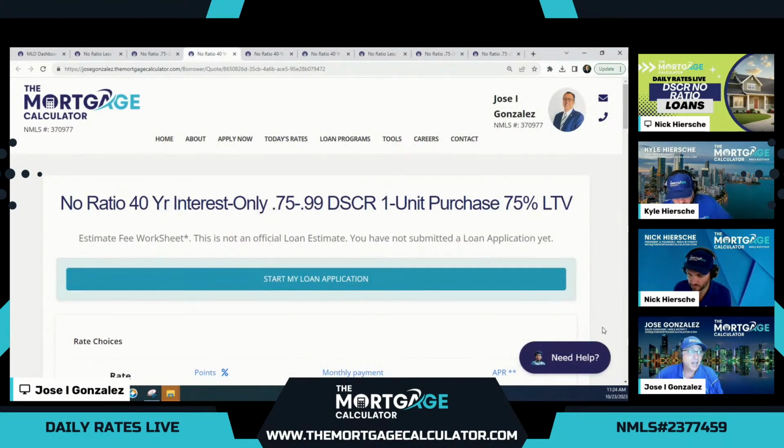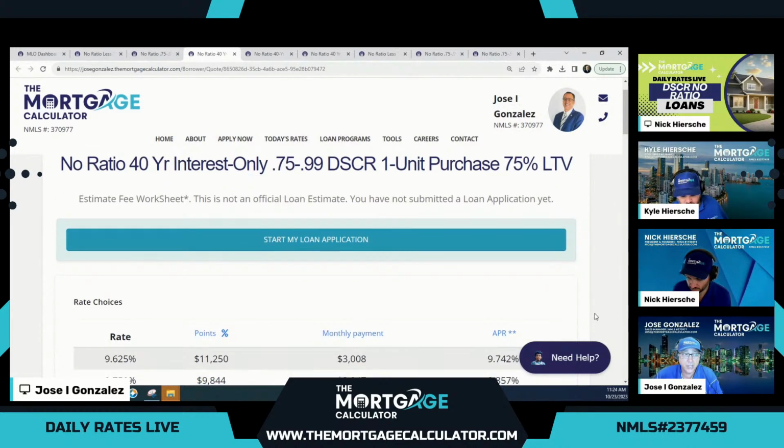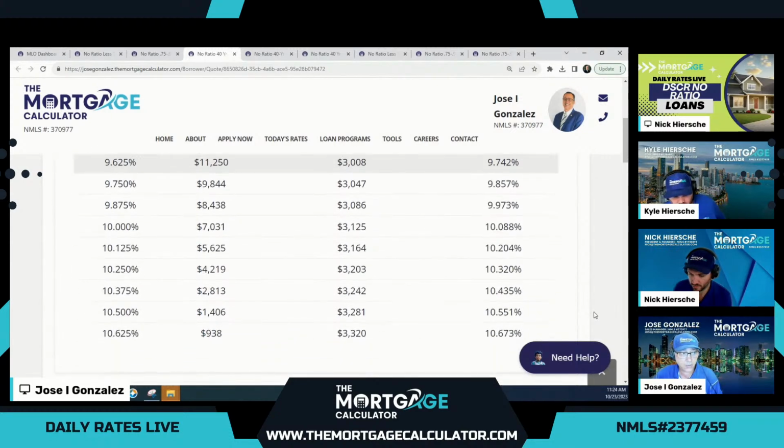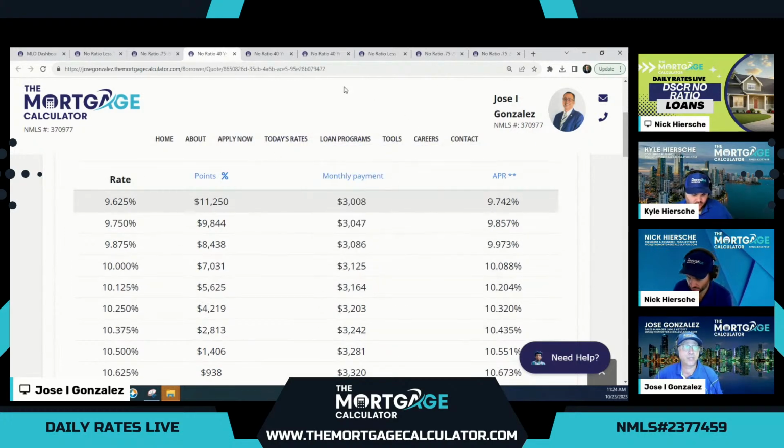And now throwing an extra mix in here. If the 40-year didn't do it for you, but you had to add the interest only component. Now, please note, once we do go interest only, our other option at an 80% for 40-year is eliminated. Our max LTV is 75%, and we're combining 40-year amortization plus interest only. So we can do our 0.75 to 0.99 DSCR with 10.625 being our lowest cost option and 9.625 lowest rate option.